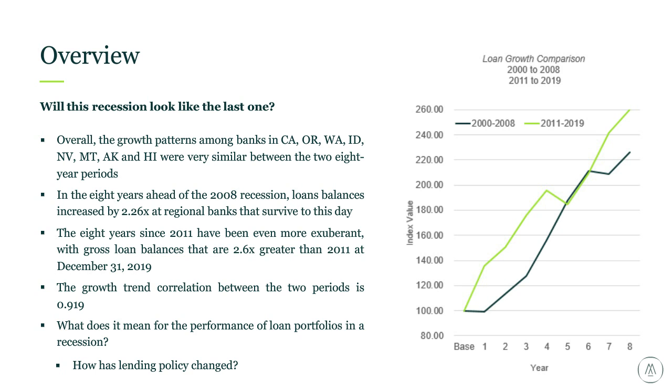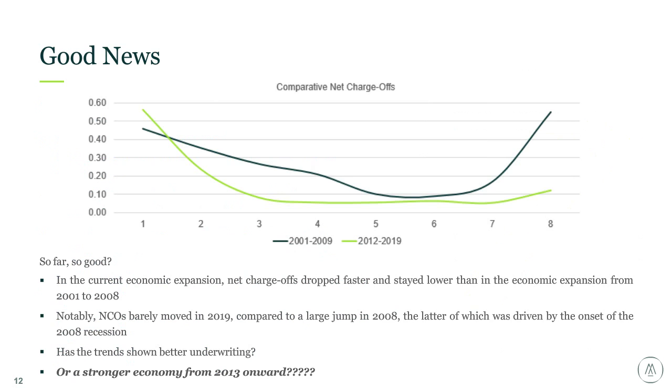So the next thing we did was we looked at it and said, well, here's the good news. The good news is that the net charge-offs that this same group of institutions has experienced between 2001 and 2009 compared to now is a whole lot less now than it was then for most of the time period. In short, we got out of the recession faster. And the question now is that as we go into 2020 and 2021, what are we going to see?